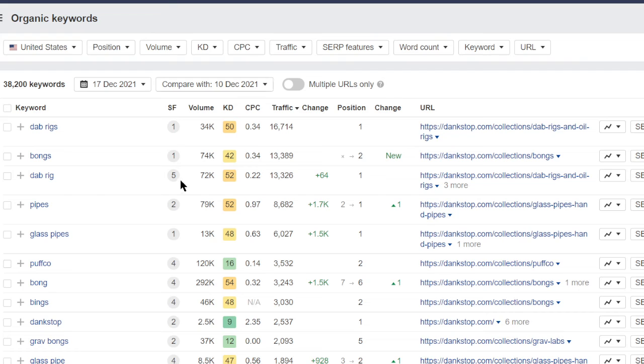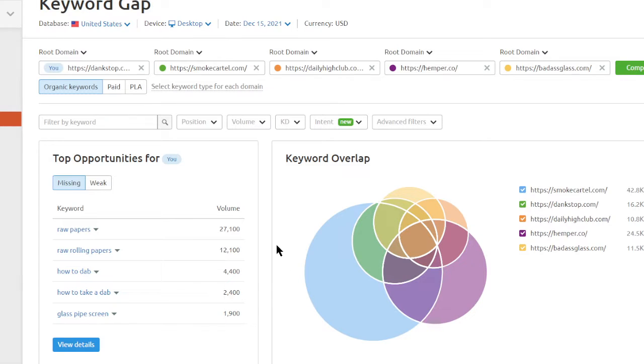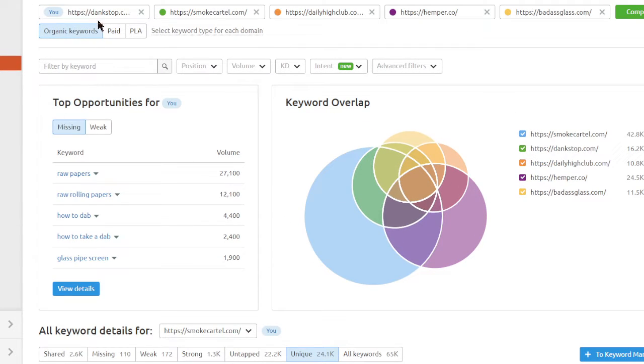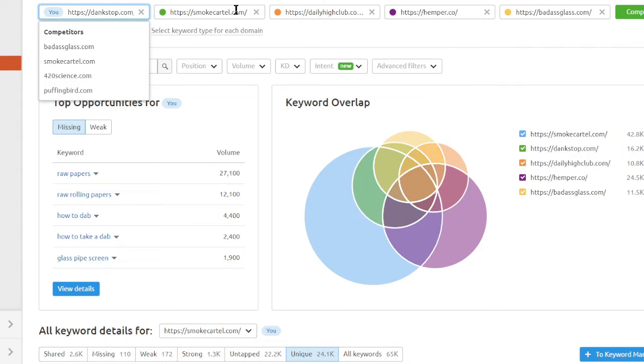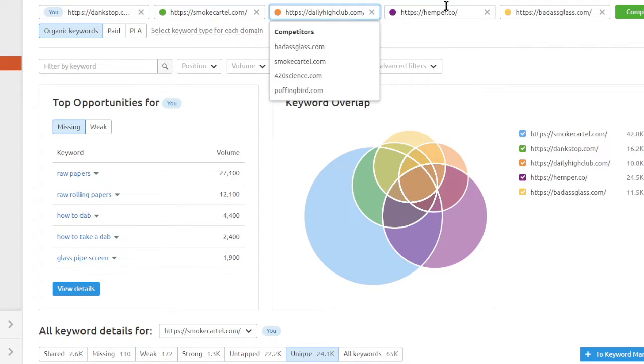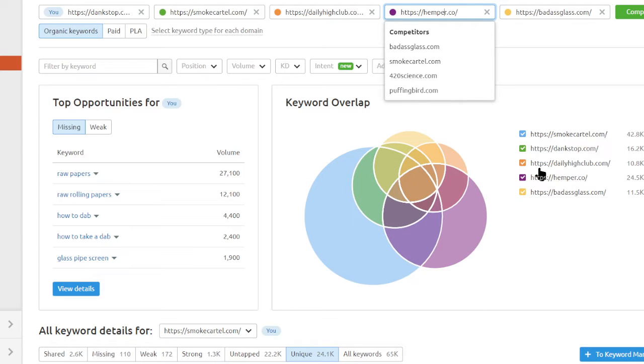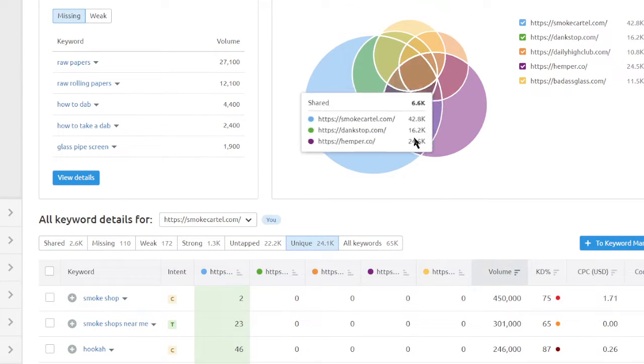Now let us look at, I pulled up an overlap. Okay, so these are different competitors. There is the Dank Stop, there is the Smoke Cartel, Daily High Club, Hemper, and Badass. These are the 5 competitors, and you can see the overlap.